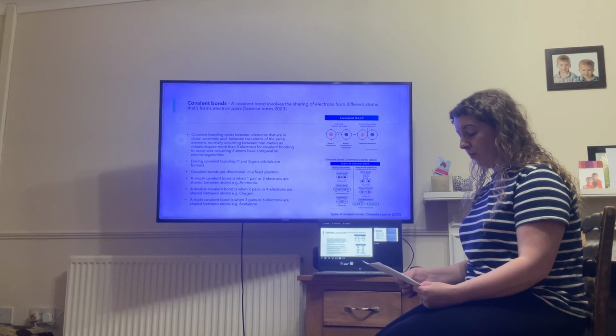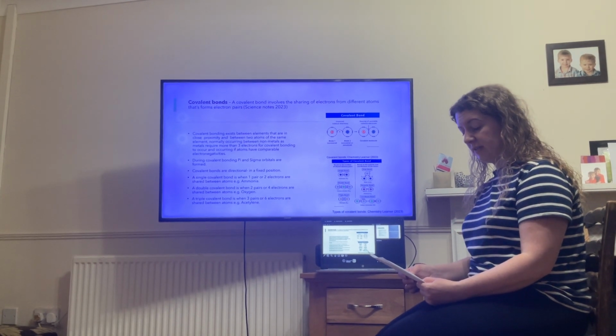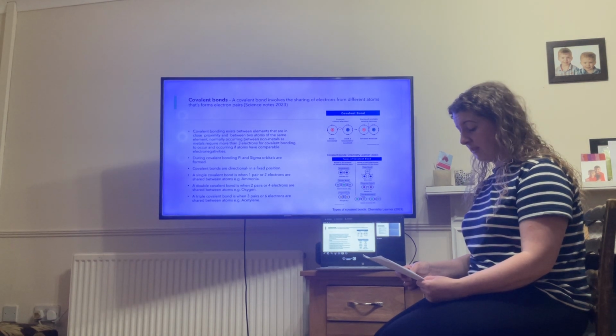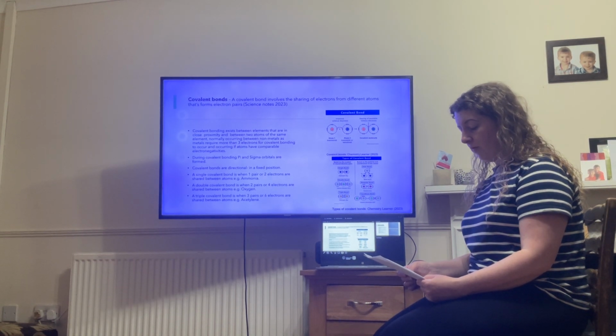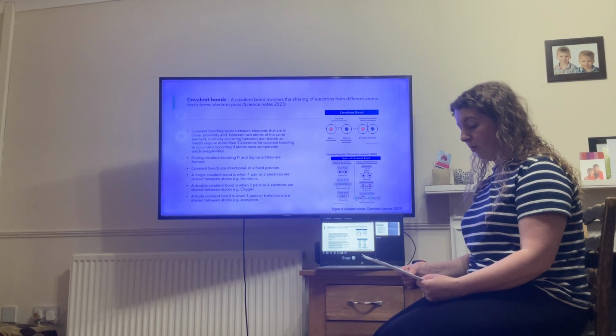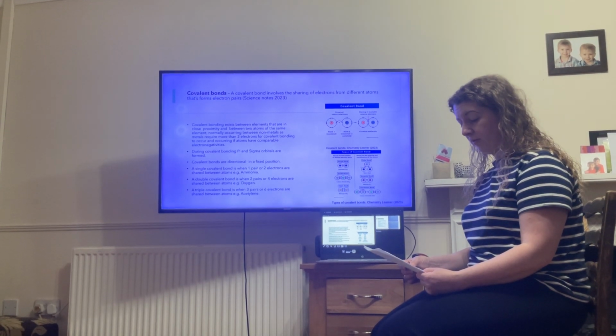A triple covalent bond is when three pairs of electrons or six electrons are shared between atoms. Notation is a triple dash. A triple covalent bond consists of two pi and one sigma bond. Other covalent bonds exist, such as polar covalent bonds.